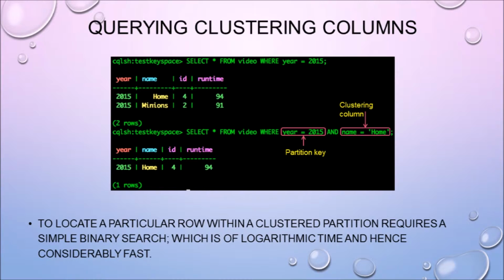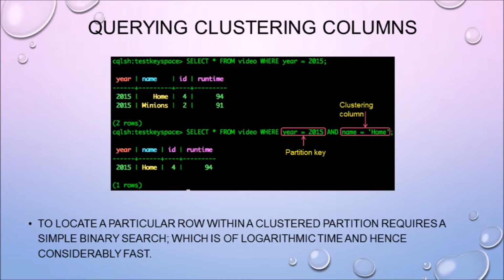And you don't have to believe me, I actually have inserted 4 entries into the database table, and then I'll query the result, and you can see that Home comes before Minions because it's sorted. Okay, querying clustering columns. Because now I have the name of the movie as a clustering column, I can use that in the query and I can get the result.